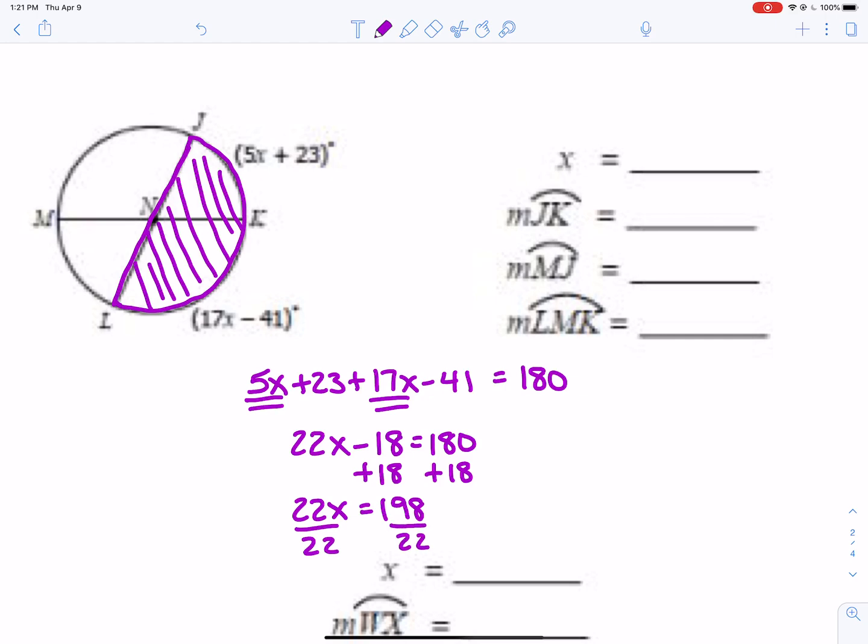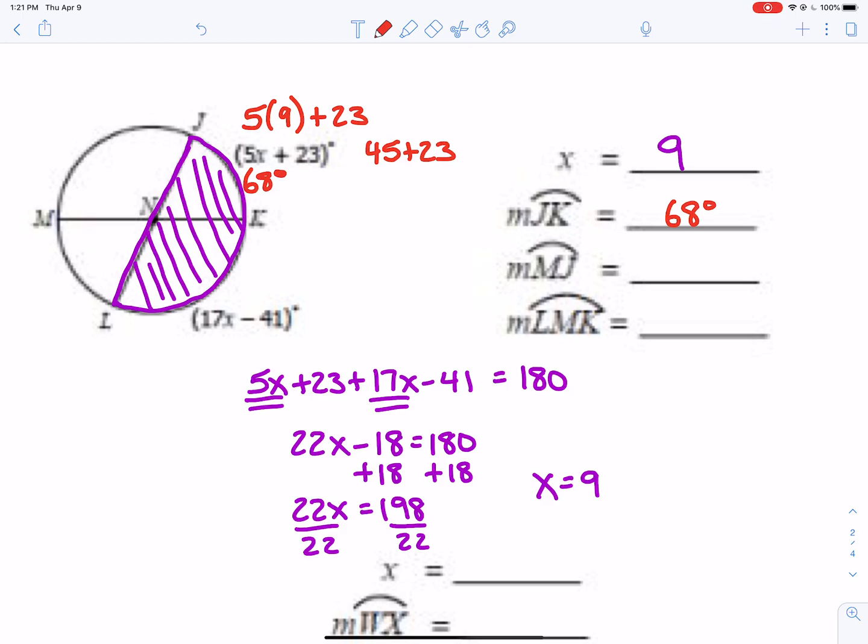Divide both sides by 22. And so we get x equals 9. And we just have to fill that back in to figure out the rest. So let's say 5 times 9 plus 23 would be 45 plus 23, which is 68 degrees for arc JK.